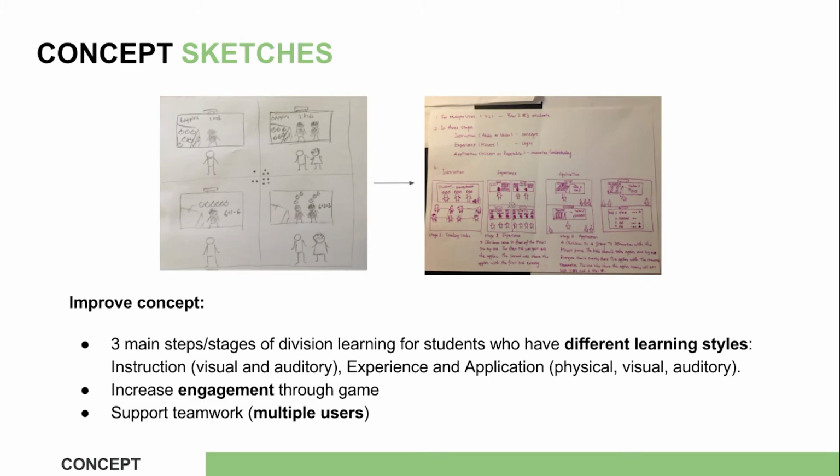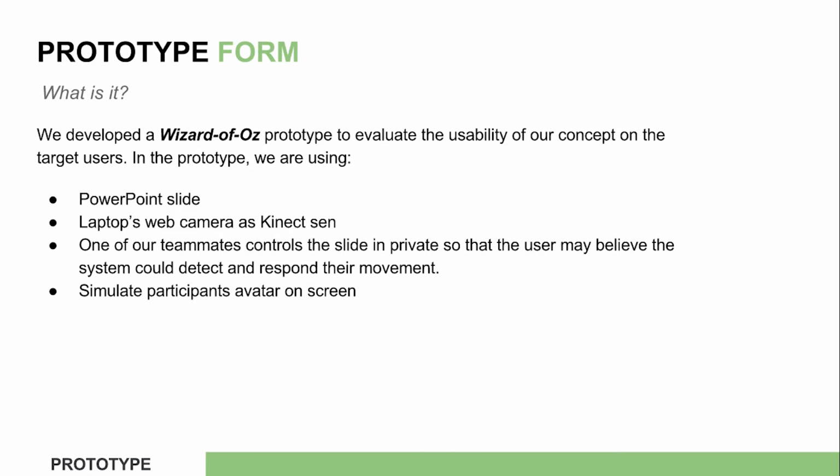Now we move on to the prototype part of the system. One of the concepts we came up with is now called the Mirror. It is a high-tech student-centered teaching tool that targets the division issue by connecting division with home life things like shopping. Also, it allows the user to choose their interested topic or scene and provides instant feedback on their actions. We developed a Wizard of Oz prototype to evaluate the usability of our concept on the target users.